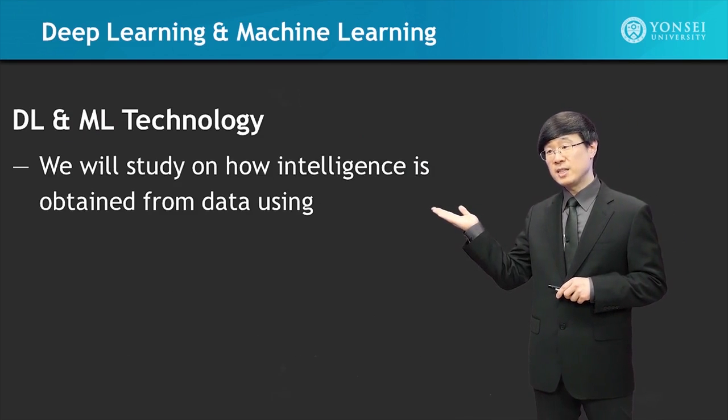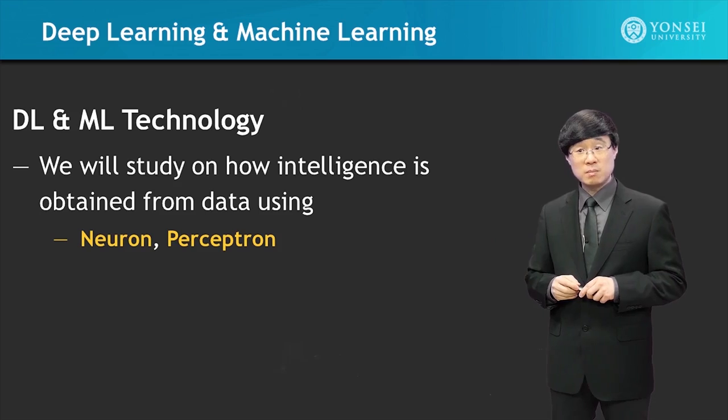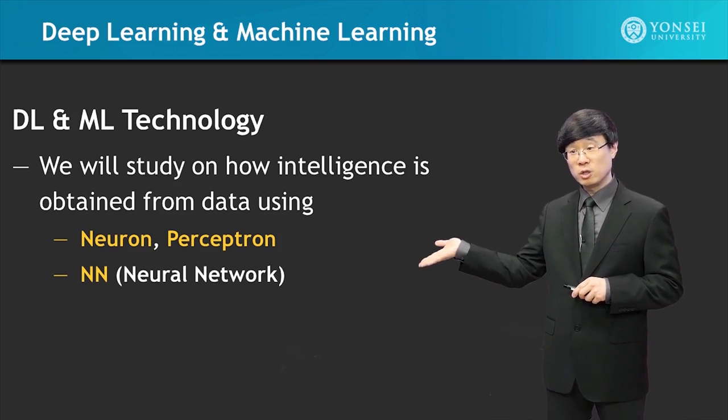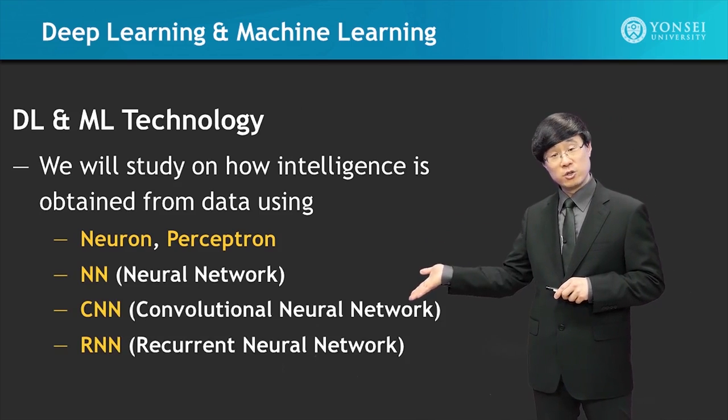We will study how intelligence is obtained from data using a neuron, perceptron, neural network, a convolutional neural network, and a recurrent neural network.